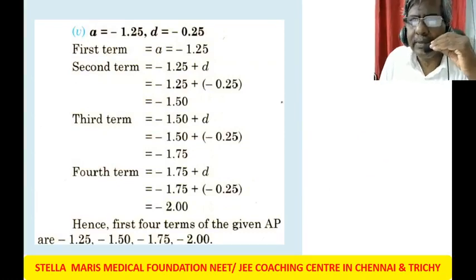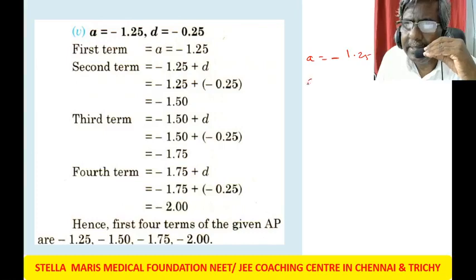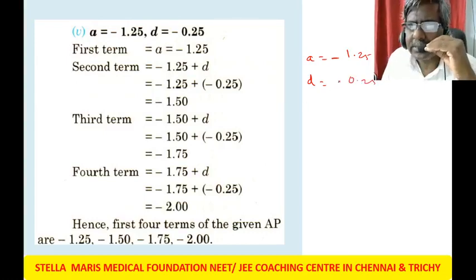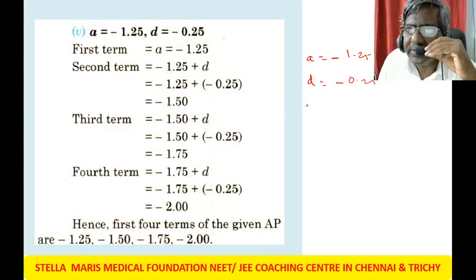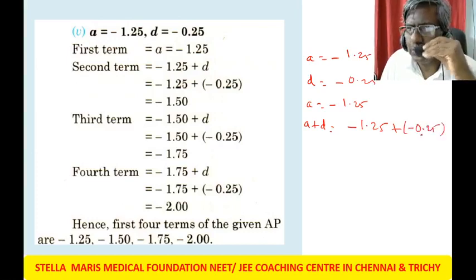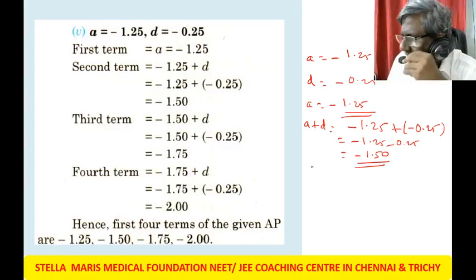Next problem. Here they have given us a as minus 1.25 and d as minus 0.25. Clear? What is the first term? First term a is equal to minus 1.25. Second term will be a plus d. a is minus 1.25 plus d, which is minus 0.25. So it will be minus 1.25 minus 0.25. Minus and minus, we can add, and you will get minus 1.50. This is the second term, and this is the first one.